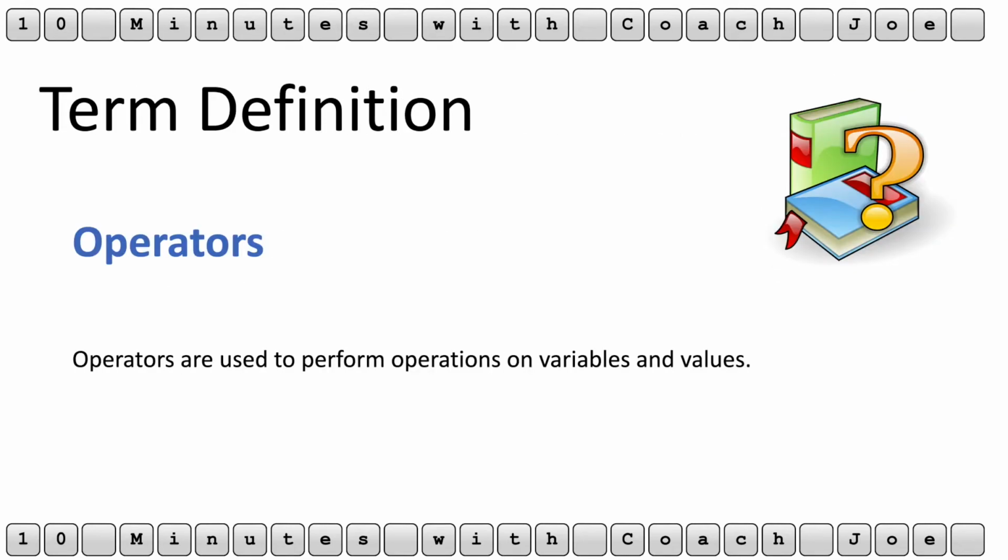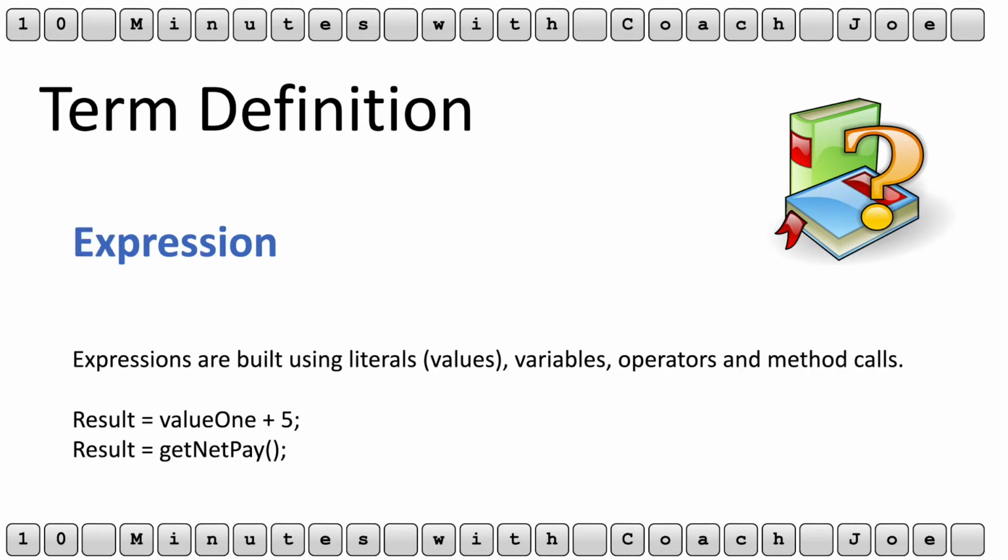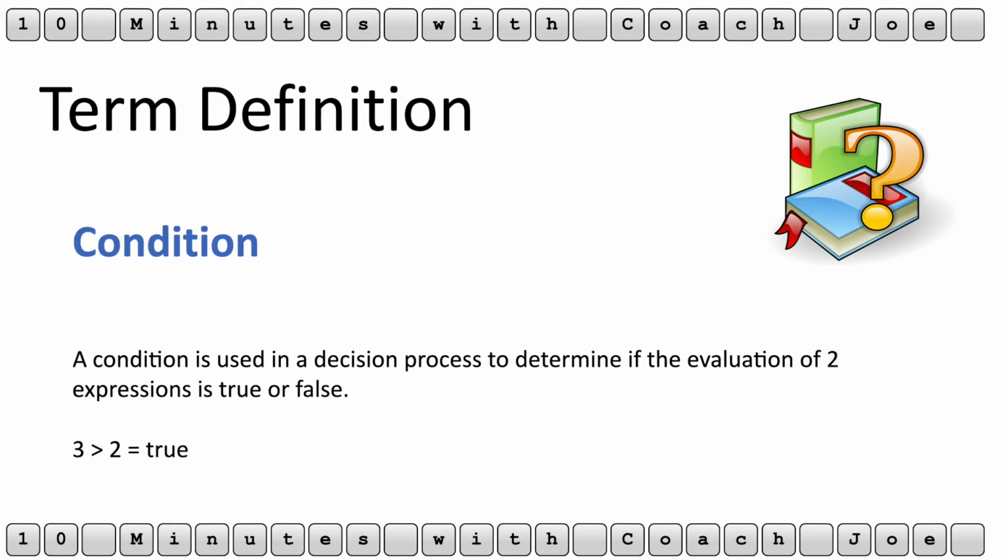Operators are used to perform operations on variables and values. Those operations can be in the form of expressions or conditions. Expressions can produce a value, assign a value, and possibly do nothing, like in the case of a void method call. A condition is used in a decision process to determine if the evaluation of two expressions are true or false. One example could be, is 3 greater than 2? This is a true condition. In this lesson, we will focus on creating conditions with the use of relational operators.